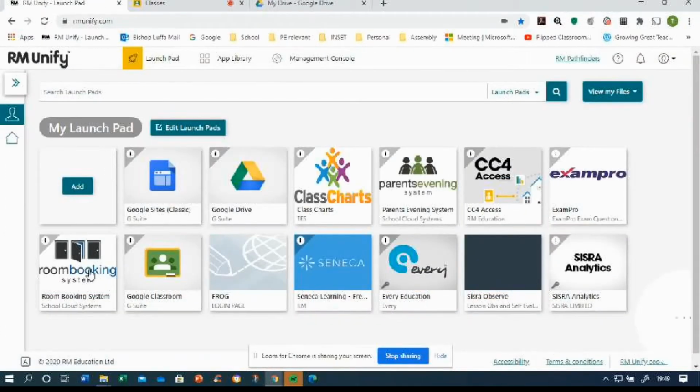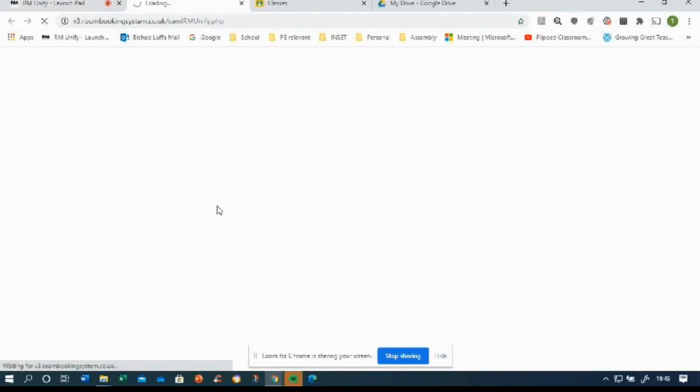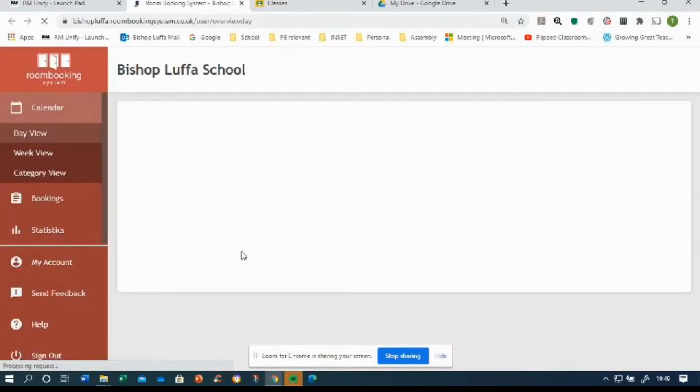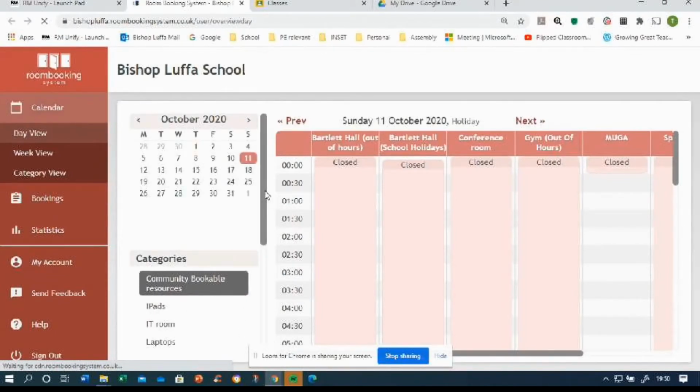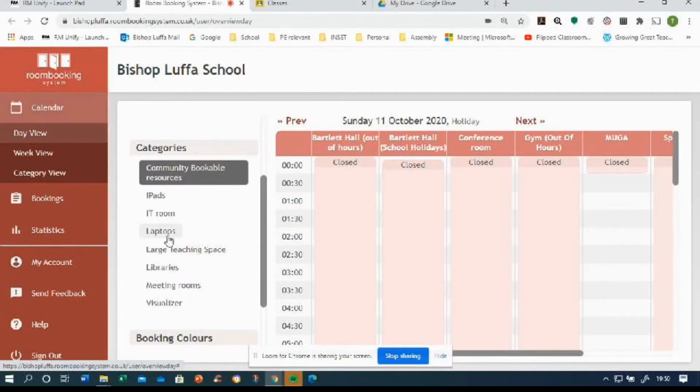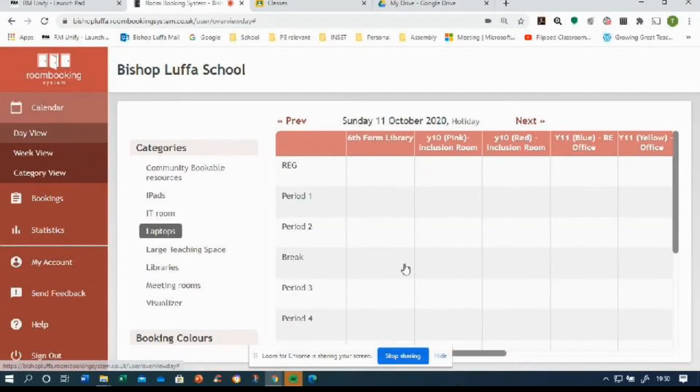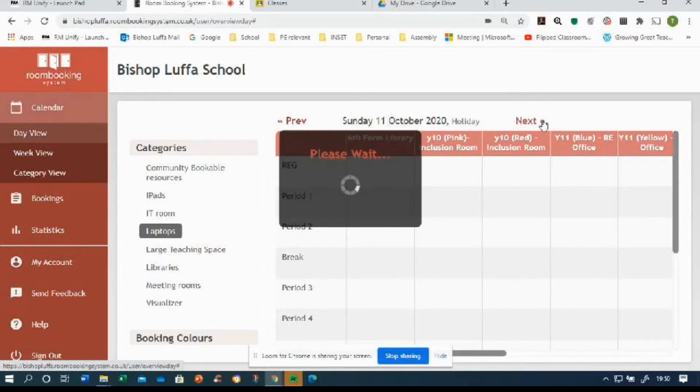So just a quick recap on how to do that. I'm going to my RM Unify account, and I've already got the tile called Room Booking System. If you don't have the tile, then you're just going to go to the app library to find it. I click on Room Booking System, and you'll see the following screen loading up. What I'm looking for is this particular scroll bar here. And you'll see that I've got visualizers, meeting rooms, libraries, large teaching spaces, and it's laptops that I was looking for. And I choose the lesson for the day that I'm wanting the laptop.